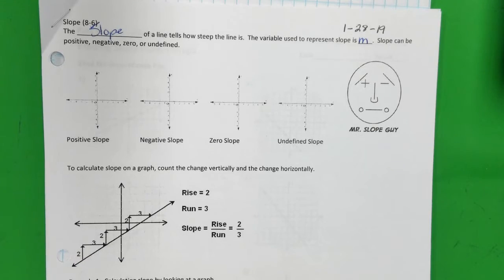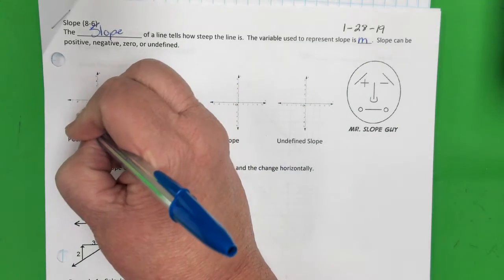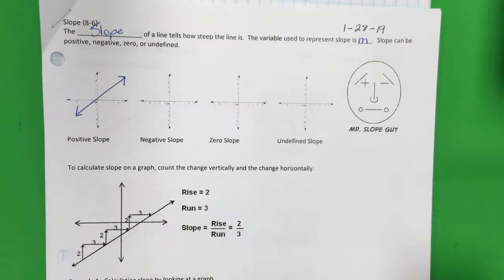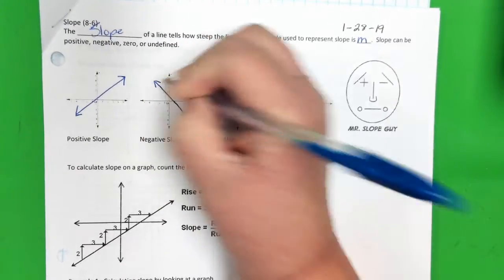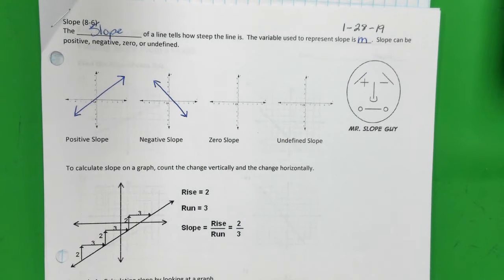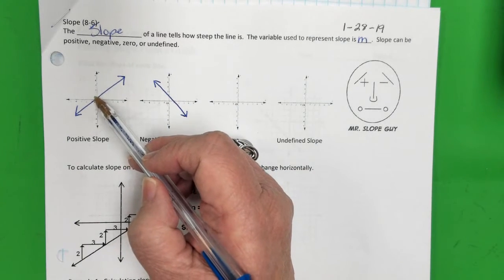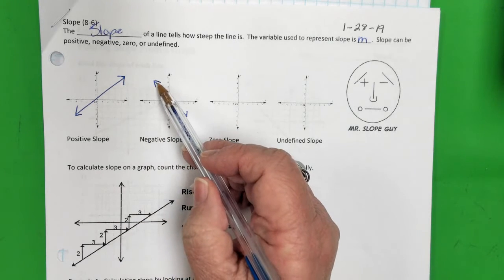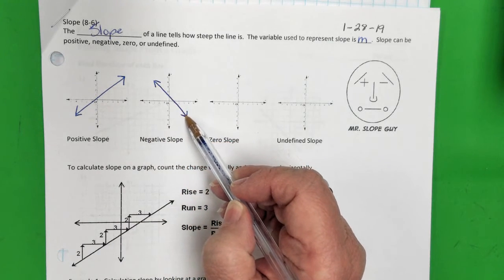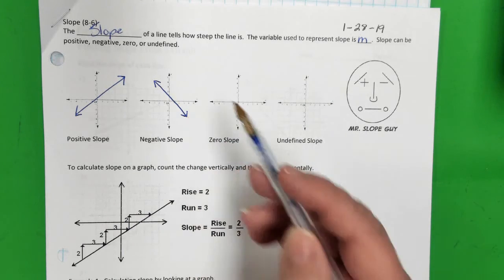zero, and undefined. If you saw a line that looked like this on a coordinate plane, that would have a positive slope. If you saw a line that looked like this, that would be a negative slope. And you can relate that back to the correlation of a scatter plot when we did scatter plots. If the points were scattered but close together and going in an upward direction, it was positive. If the points were close together and going in a downward direction, that would be negative.